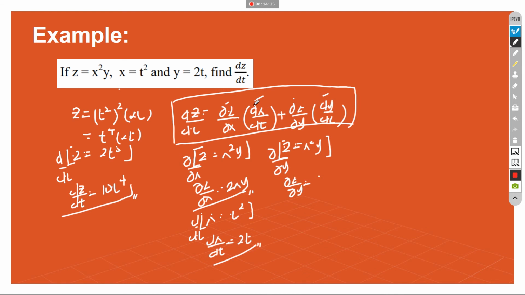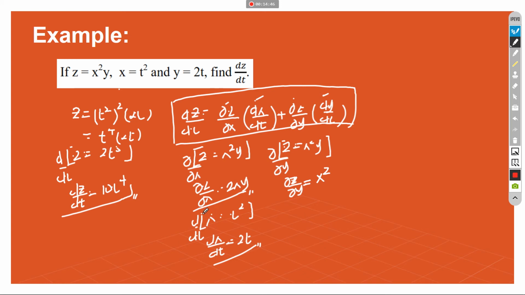Medyo nagulo, no? Naiintindihan pa naman. Okay? So, constant ngayon si x, kaya si x squared will remain x squared. Derivative ni y ay 1.